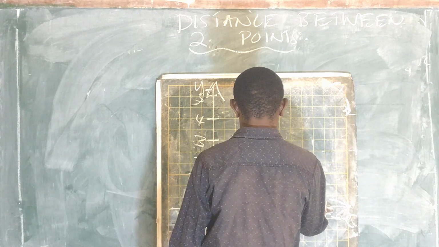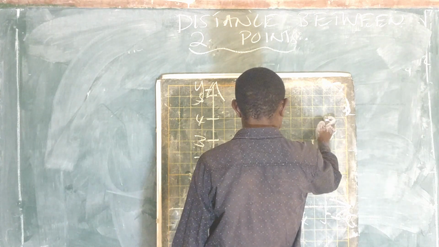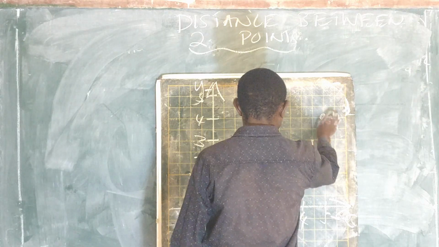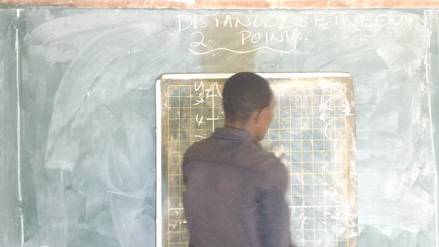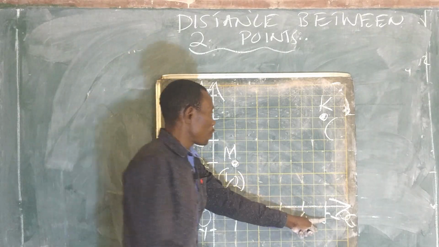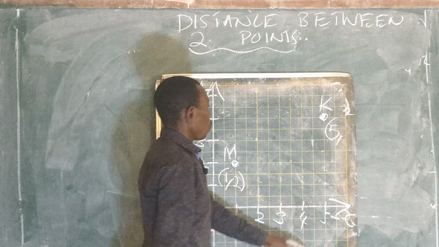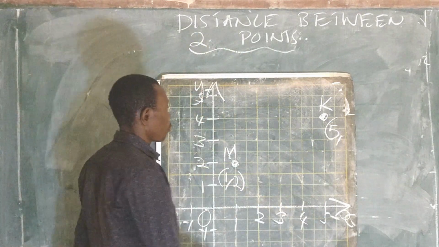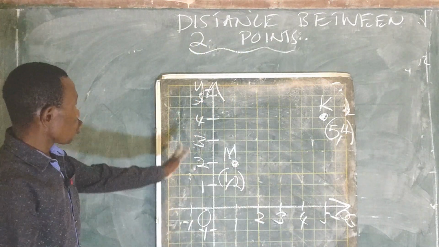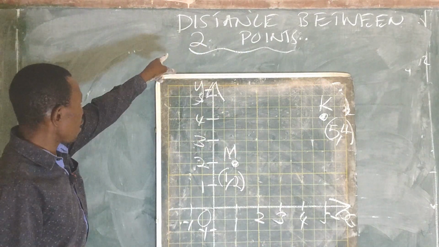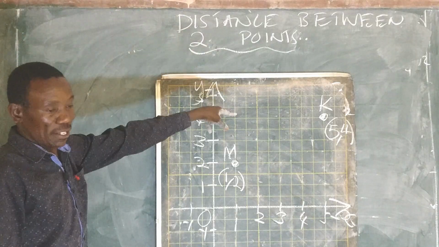At what position should I choose the other point? Let me come here. Right, this position, MK. While K is found at x is 5, y is 4. Right, 2 points. The topic here is the distance between 2 points.